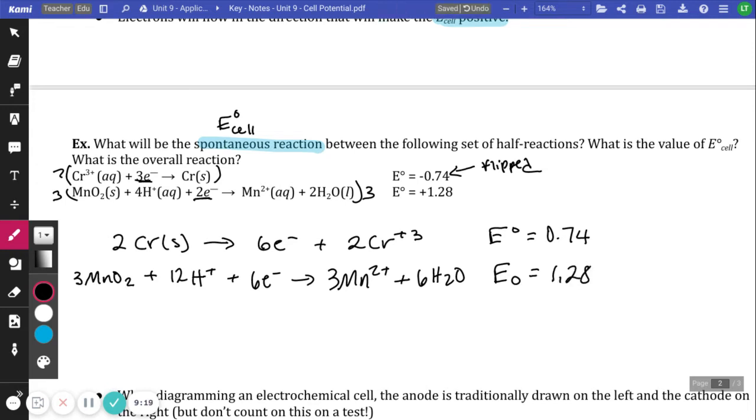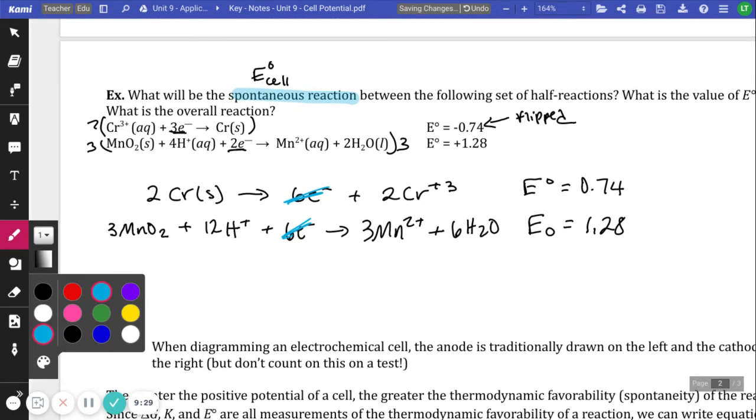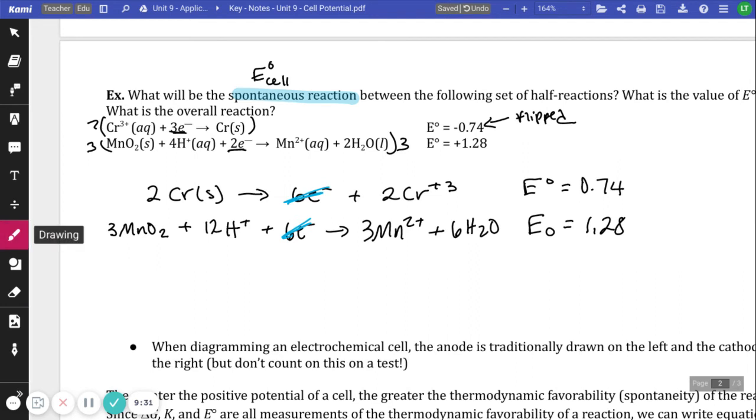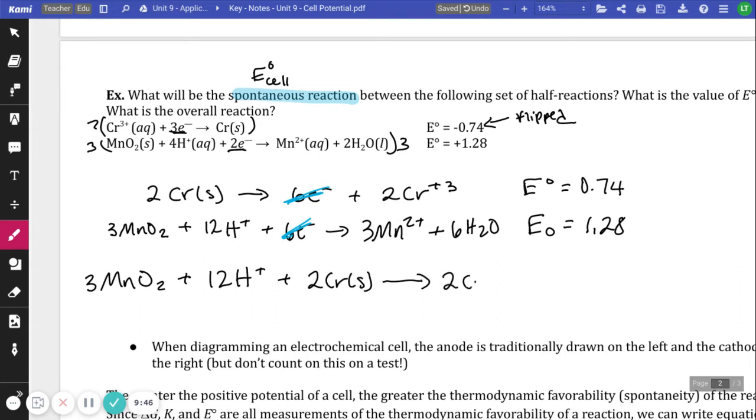All right, so then we combine our reactions and get rid of what's the same on both sides, which really, the only thing that is the same on both sides of these reactions is those 6 electrons. So to get my overall reaction, I would just add them together, just like we do in a normal redox reaction here. It's a long one.